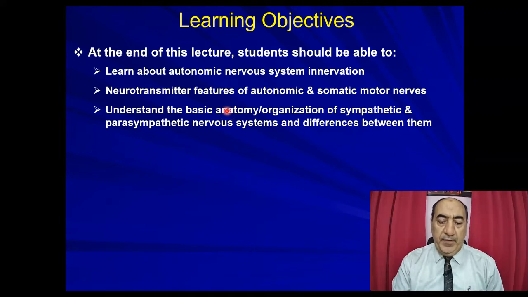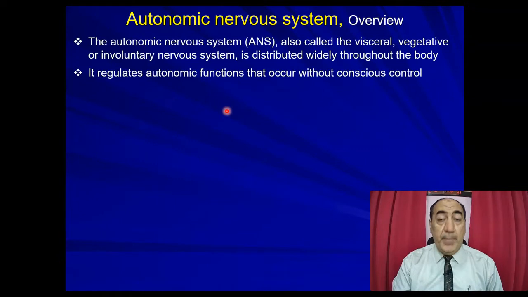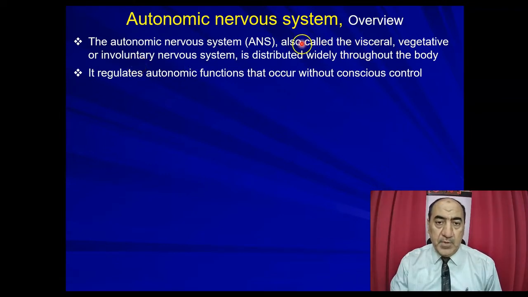and differences between them. Okay, so autonomic nervous system, autonomic means involuntary, means there is an autonomy. It goes without your intervention. You don't intervene, you don't like to intervene even. It's for you that you don't intervene, it's just autonomous. So, autonomic nervous system, also called the visceral or vegetative or involuntary nervous system. These are the most common two names, autonomic or involuntary.